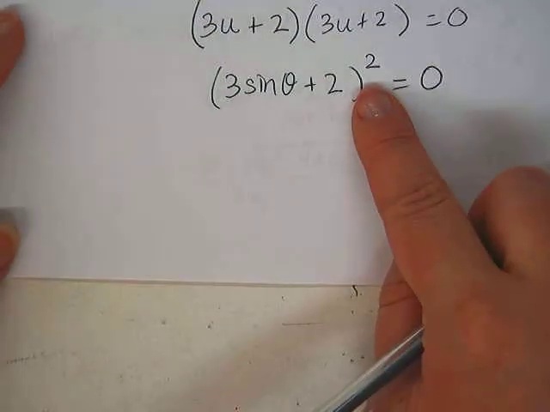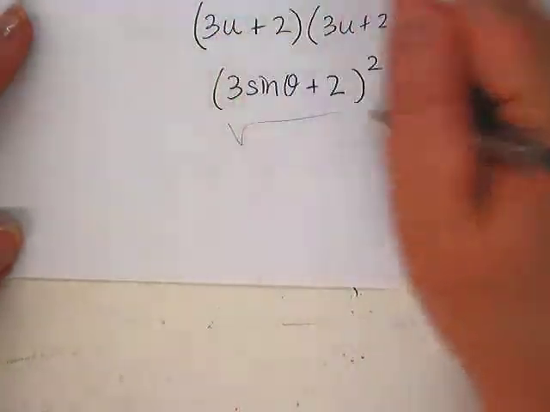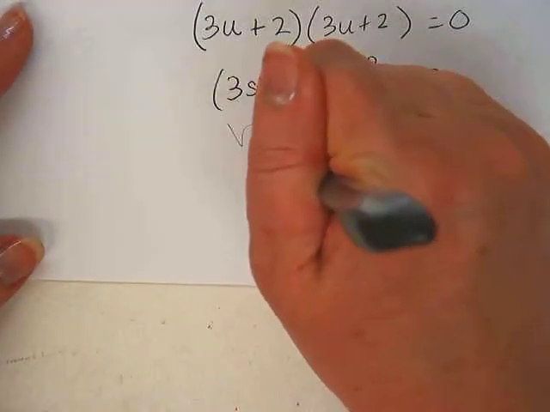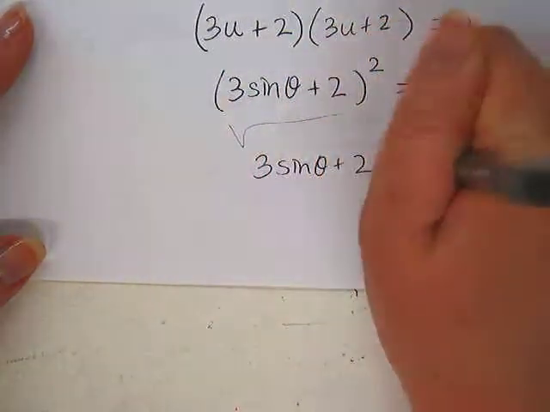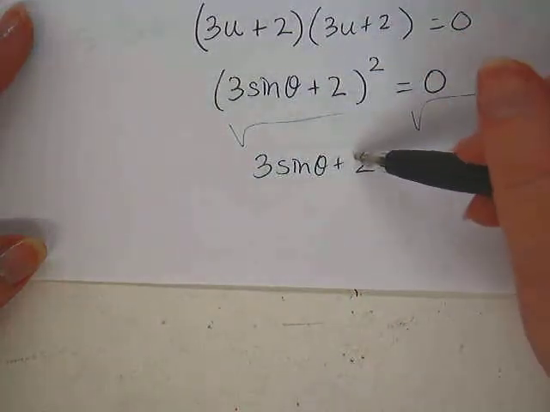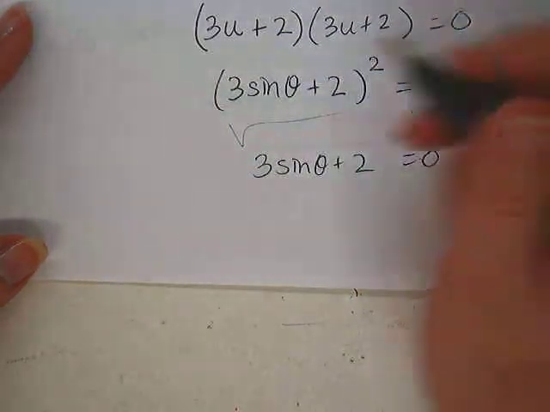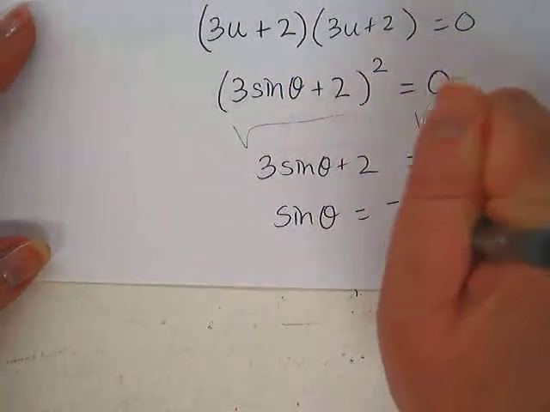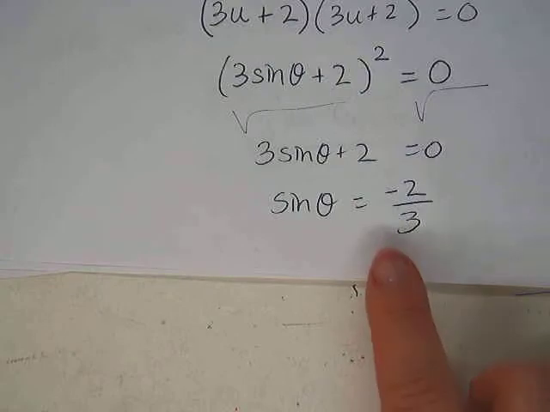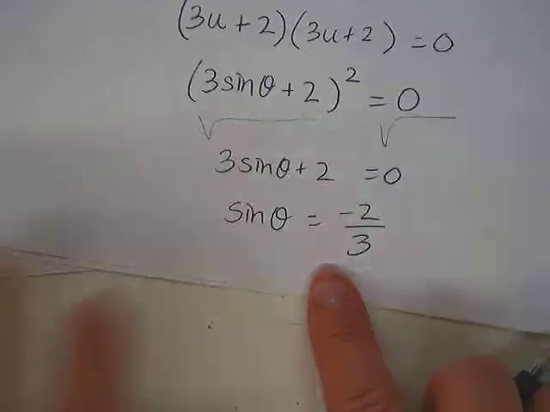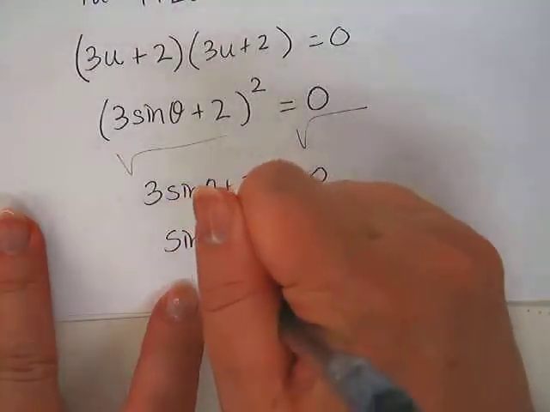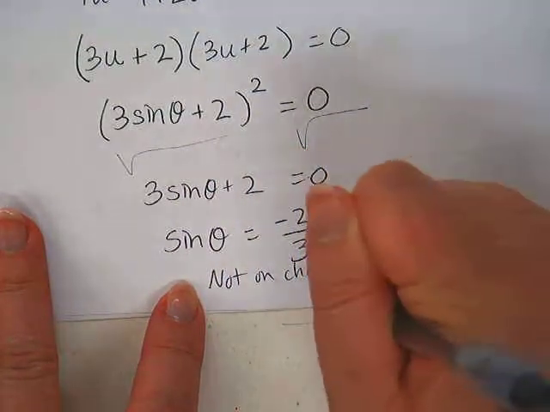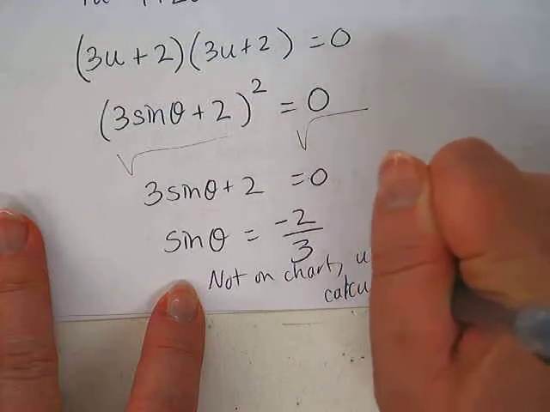Well, how can we get rid of a square? Square root both sides. Square root of 0 is just 0. So 3 sine theta plus 2 equals 0. Then we would subtract the 2, divide by 3. So sine theta would equal negative 2 over 3. Is that a ratio from our chart? No, so we must use a calculator. So not on chart, use calculator.